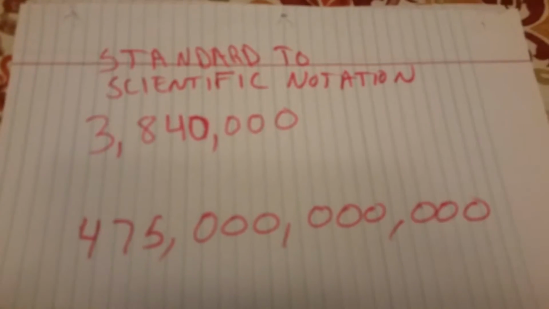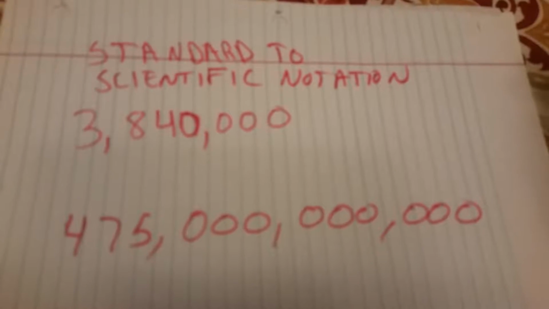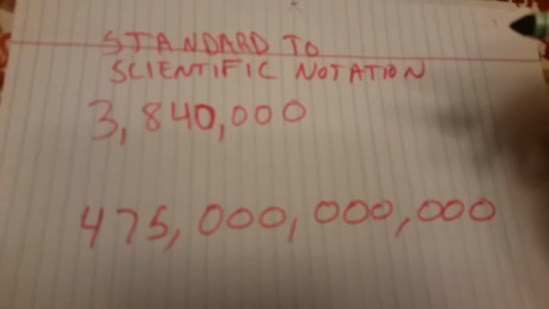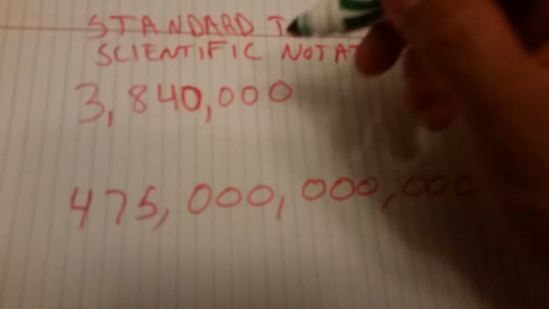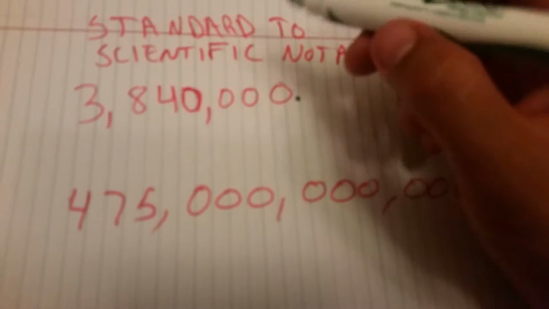So here we have an example of scientific notation, but we're going to use as an example here the bigger numbers. In the earlier example we did small numbers. On this one we're going to do big numbers. So your decimal is right here at this time.